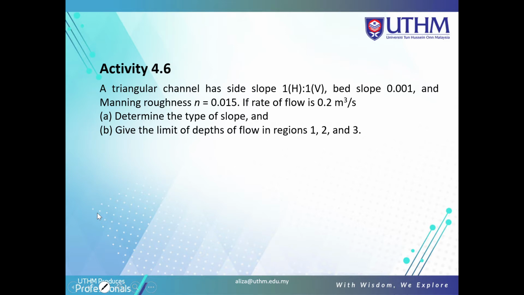Okay, for chapter 3, for chapter 4, part B, look at activity 4.6. A triangular channel has side slope 1 horizontal, 1 vertical, bed slope 0.001 and Manning roughness n 0.015. If the rate of flow is 0.2 meter cube per second, determine the type of slope and give the limit of depth of flow in regions 1, 2 and 3.